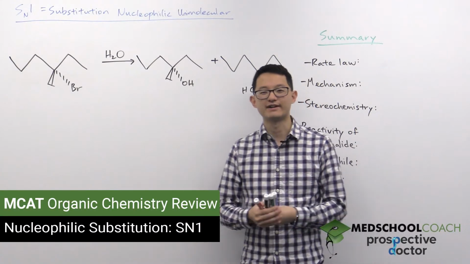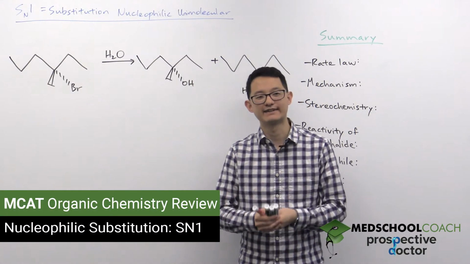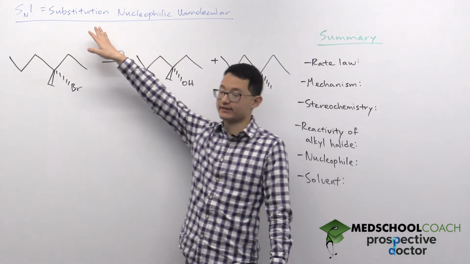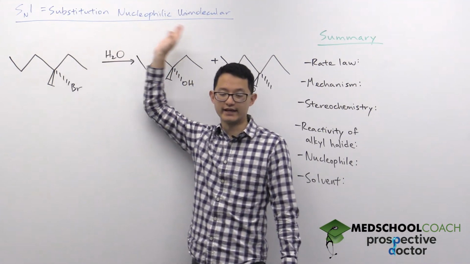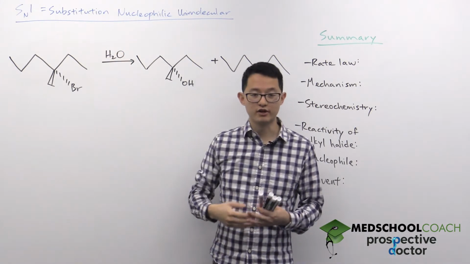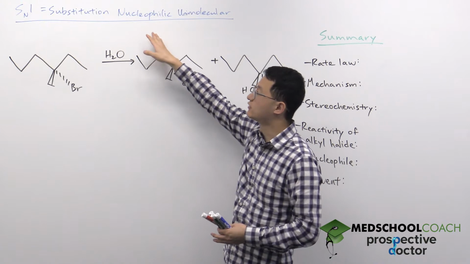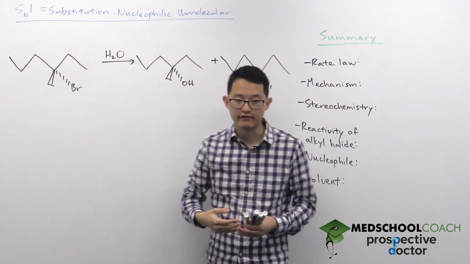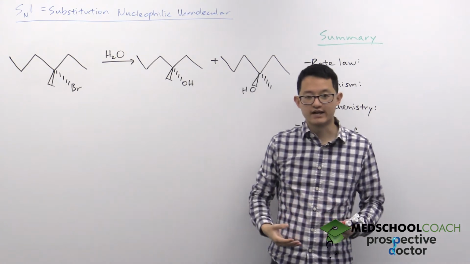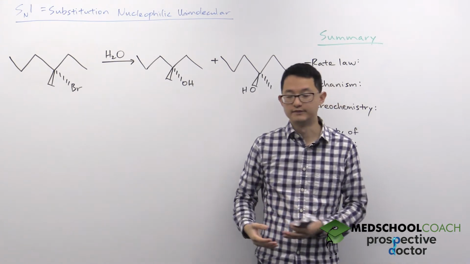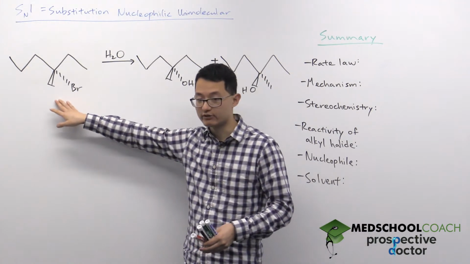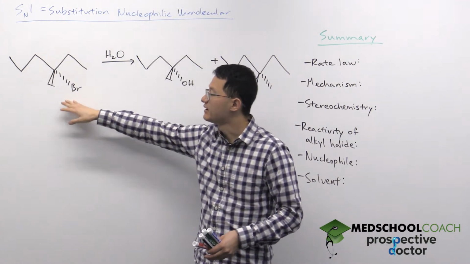All right, now that we've talked about SN2 reactions, let's take a look at SN1. Similarly, the name SN1 stands for substitution nucleophilic unimolecular. Again, with substitution, we're going to replace one group with another. Nucleophilic means we're going to involve a nucleophile, and unimolecular means that the rate law for this reaction is going to be first order.